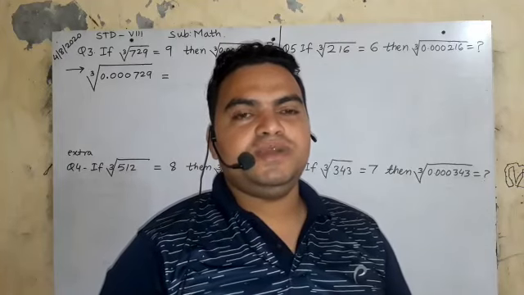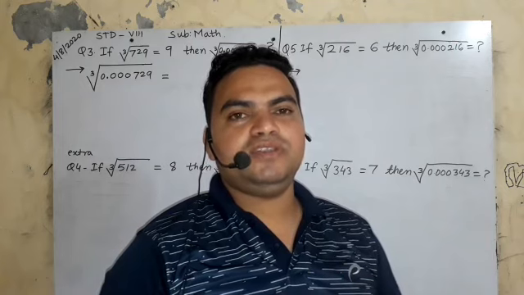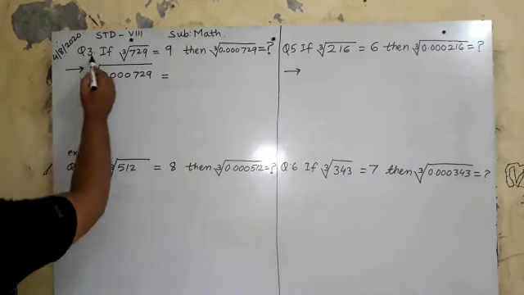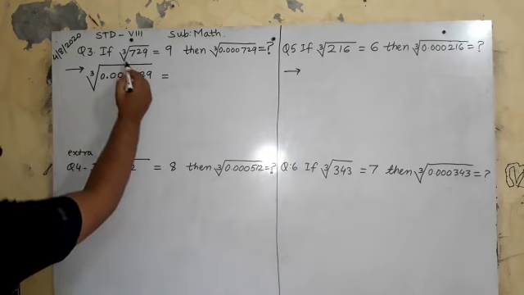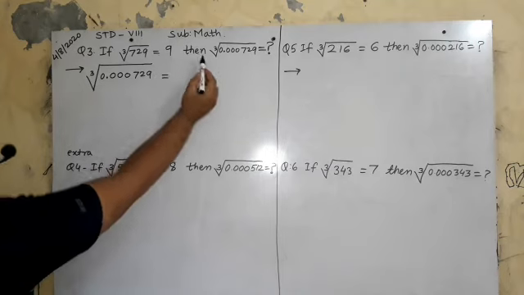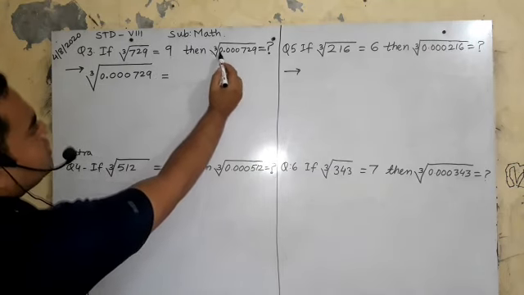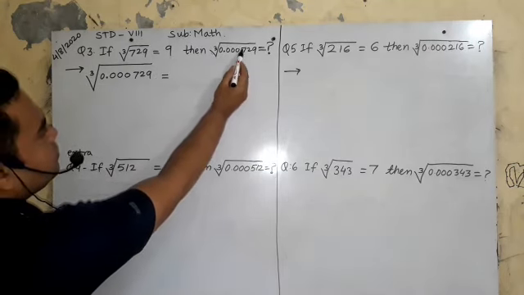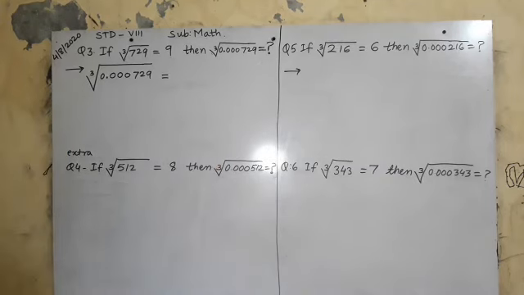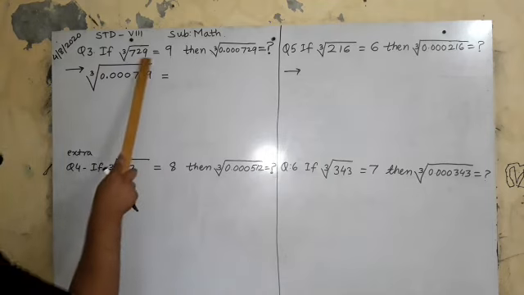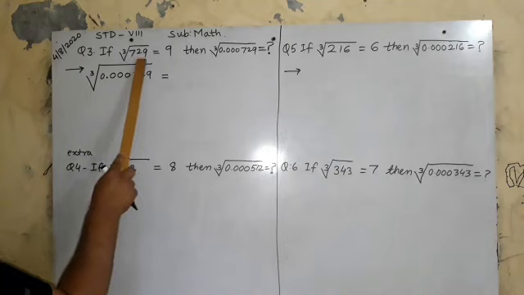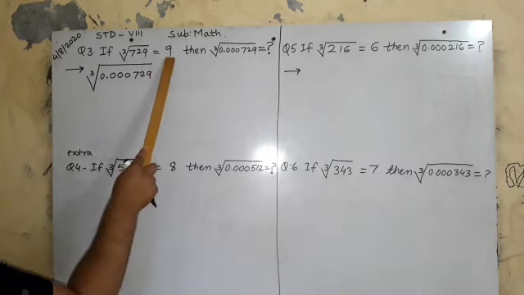Now after question number 2, we will see practice set 3.3 question number 3. Dear student, please pay attention. Question number 3 is if cube root of 729 is 9, then cube root of 0.000729 is equals to question mark. So my dear students, we should focus on this number 729. So what is the cube root of 729? Is 9. Okay. Now see here.